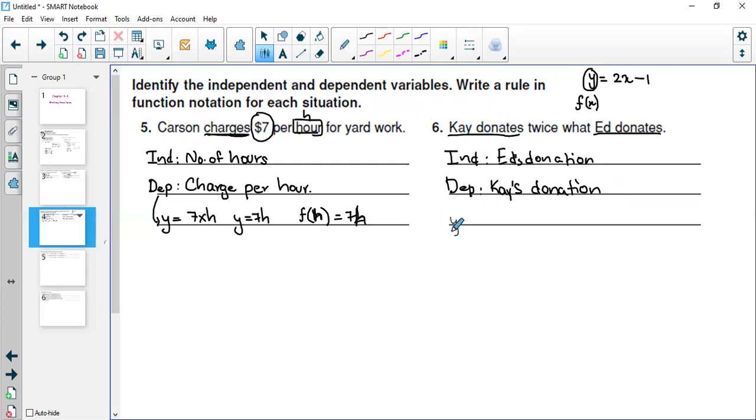So let's write the equation for this. Dependent, as I told you, is always y, and we start our equation with y equals twice. Twice means 2 times what Ed is donating. So you can say 2 times E, 2 times D, totally up to you. So we can write this as y is equal to 2D, and then in function notation we write it as f of D equals 2D. This is how you need to write a rule in function notation. And always remember, the dependent variable is always y. So charge per hour here is y, and here K's donation is y. Let's move on to the next question.